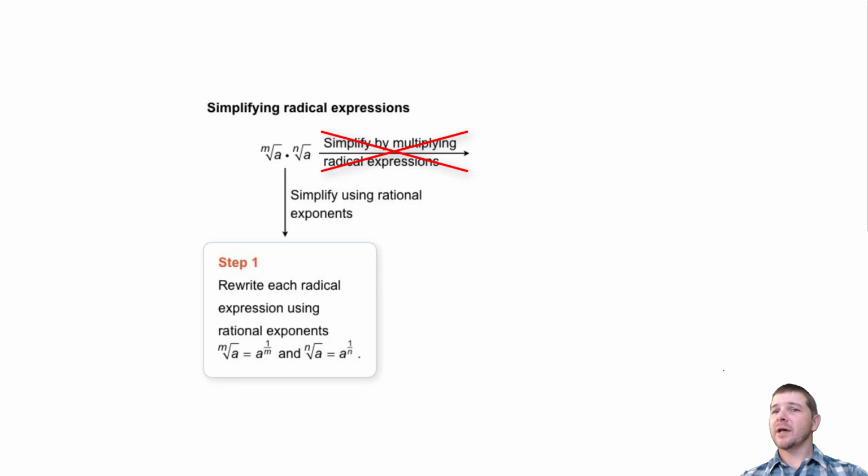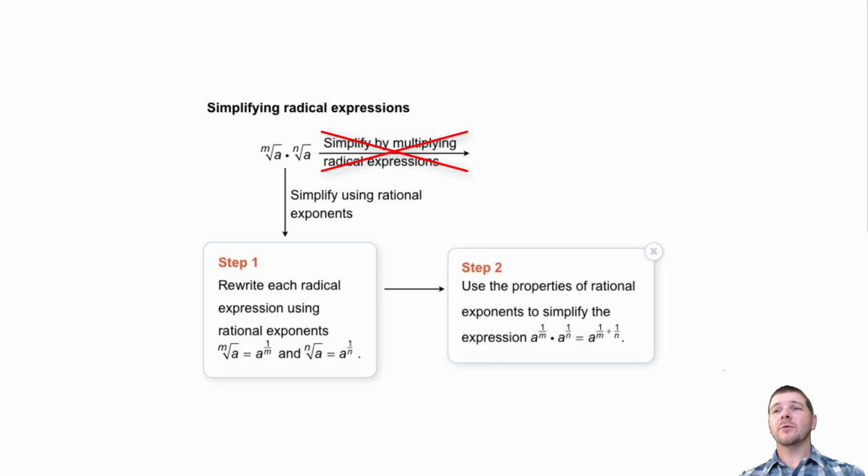So the mth root of a becomes a raised to the 1 over m power, and the nth root of a becomes a raised to the 1 over n power. And in step 2, we use the properties of rational exponents to simplify the expression. A to the 1 over m times a to the 1 over n equals a to the 1 over m plus 1 over n. And a simplification is possible.